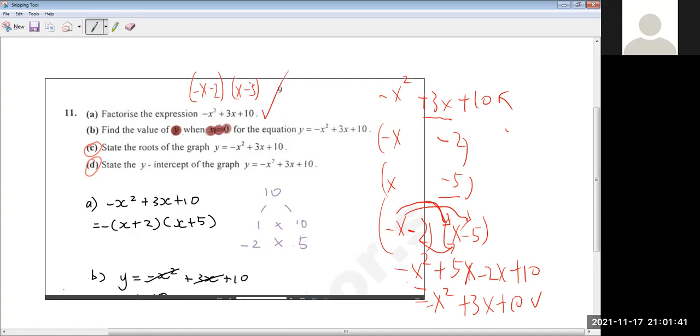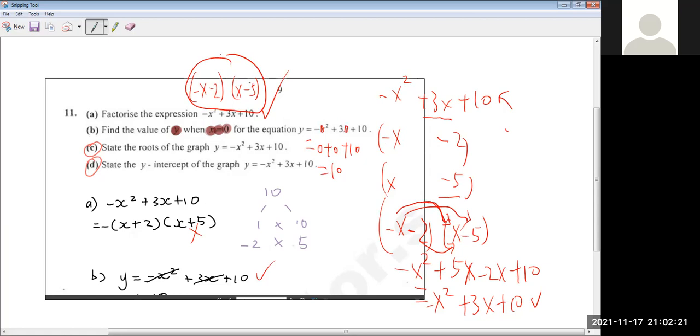Next, it says find the value of y when x equals 0. So x equals 0, then you just substitute it in. x is replaced by 0. So 0 squared is 0. 0 times anything is 0. Plus 10. So y equals 10. Yeah, y is supposed to be 10. You get this correct. For this one, let me see if you're correct. For this one, you took the minus sign. You're not correct. It should be this.